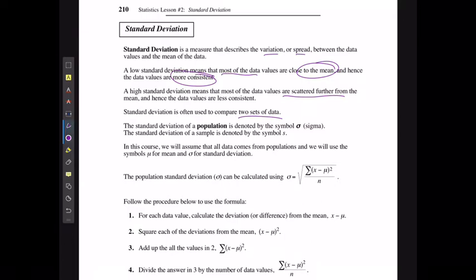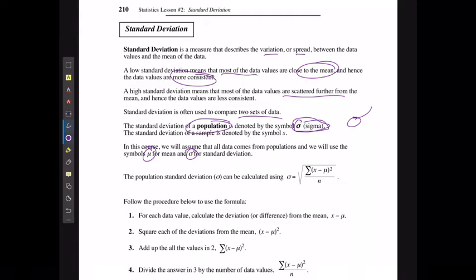The standard deviation of a population is denoted by the symbol sigma, which is that fancy-shaped o. In this course, we will assume that all data comes from populations, and we'll use the symbols mu for mean and sigma for standard deviation. And once again, on your formula sheets in the back of your book, these are the symbols that you'll see, mu and sigma.